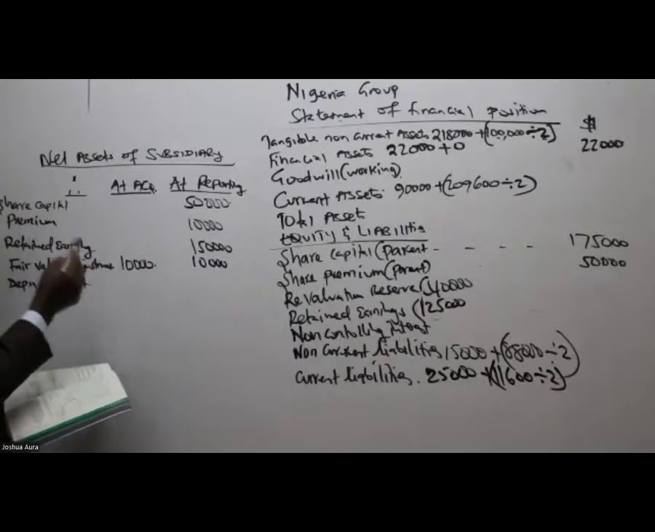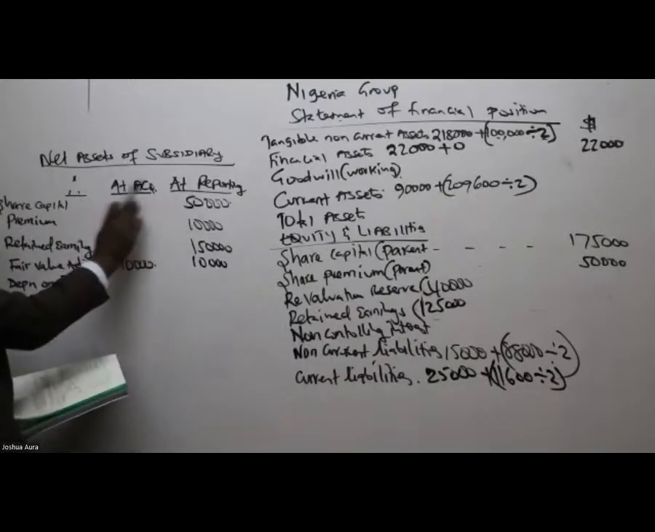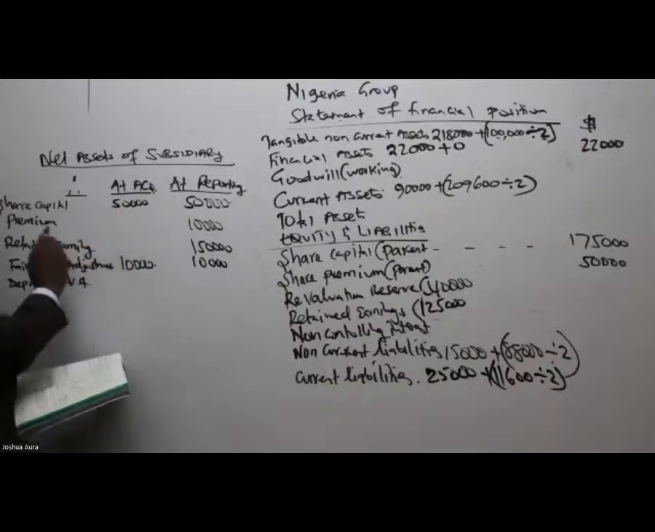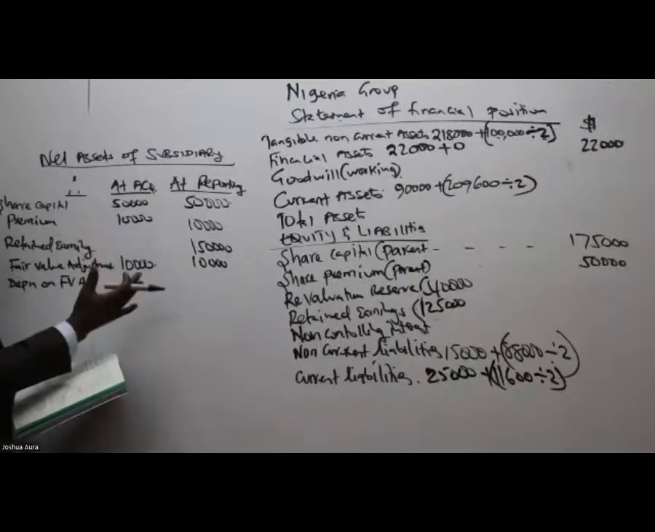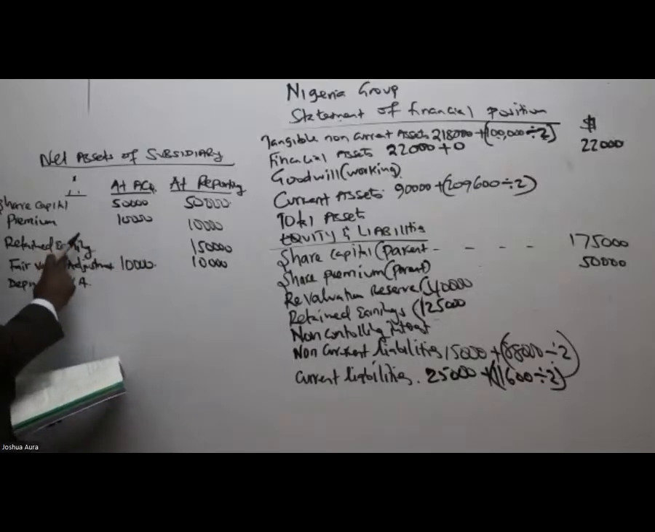The same case with share capital. Share capital at reporting and share capital at acquisition must always be the same, 50,000. Same case with the premium, this has to be 10,000. What is different always is the retained earnings. Retained earnings is normally different.